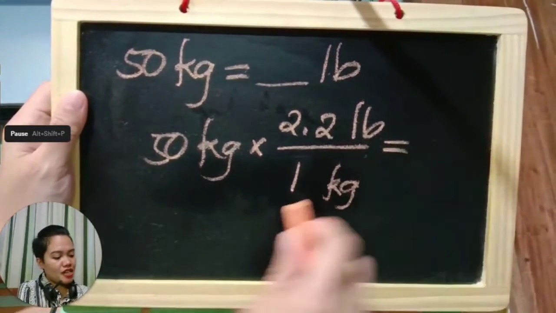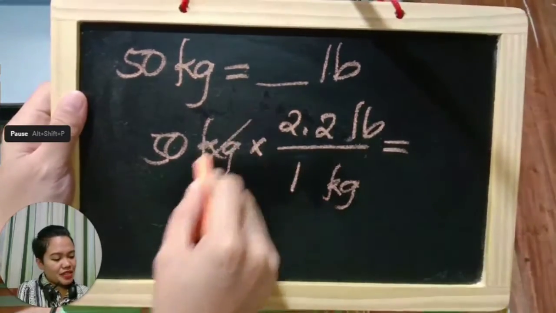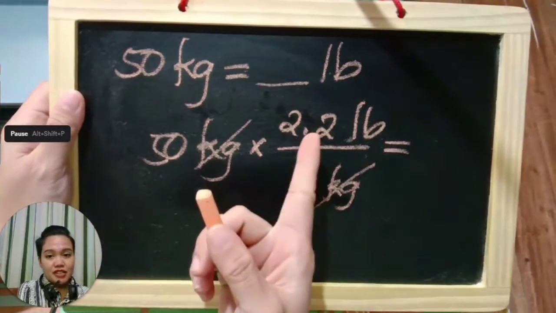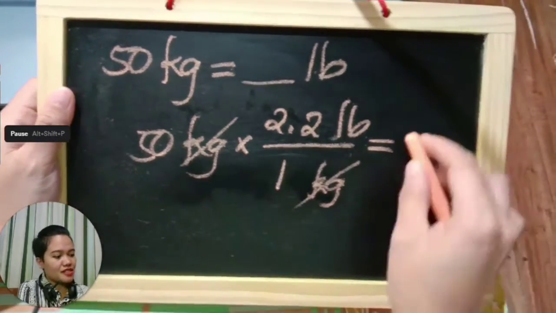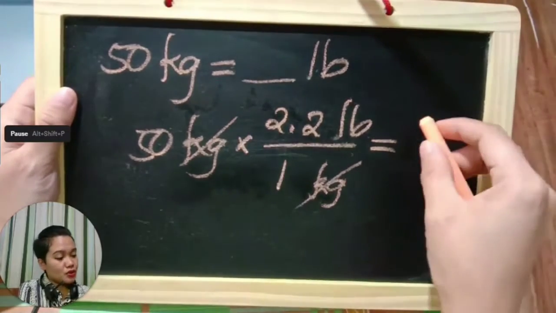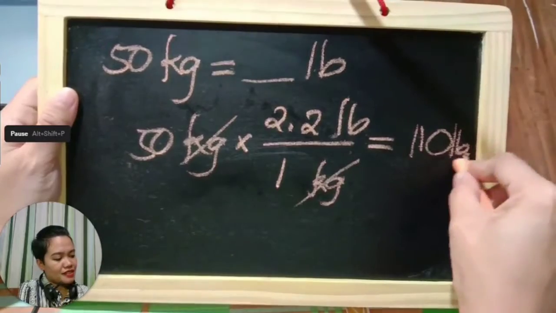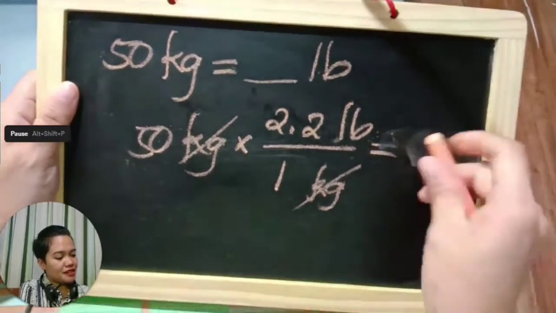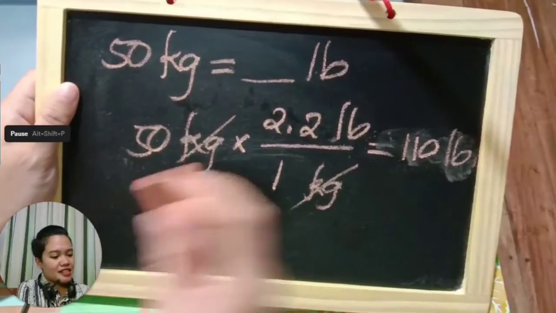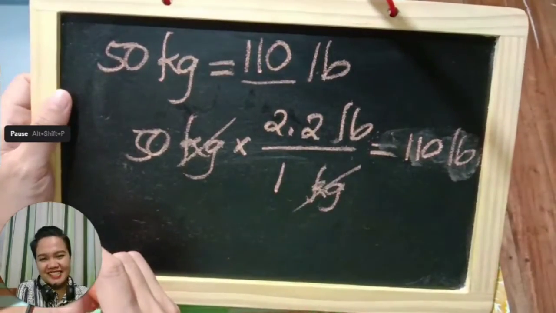Alright, so we have the kilogram, which is the given, and the pound, which is what we're looking for. So cancel, and then we will multiply 50 and 2.2. So this is equal to 50 times 2.2 is equal to 110 pounds. Okay. Write that correctly. Alright, so your 50 kilograms is 110 pounds.